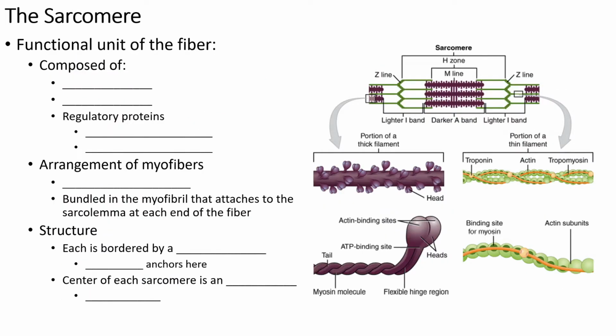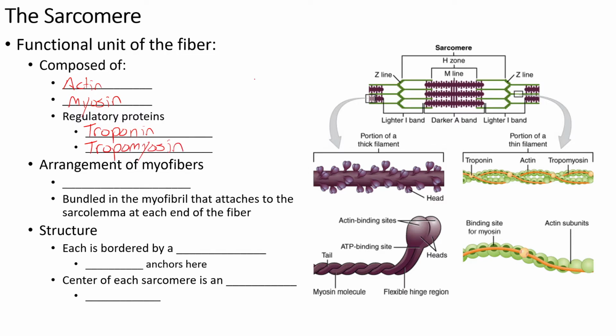Now the sarcomere itself is the functional unit of the muscle cell. So the muscle cell is the functional unit of the muscle, and the sarcomere is the functional part of the cell. And we've already said it is composed of actin and myosin. And wrapped around the actin, there are these things called regulatory proteins. Okay, and the two regulatory proteins are troponin and tropomyosin.